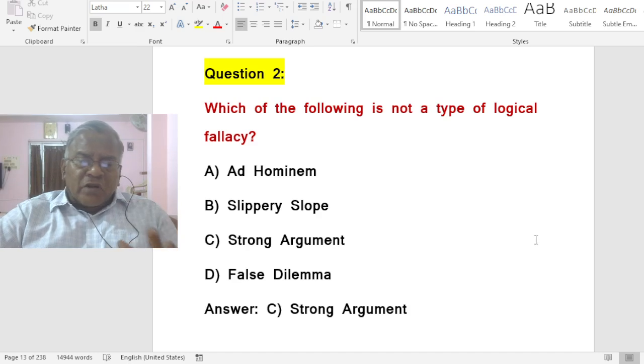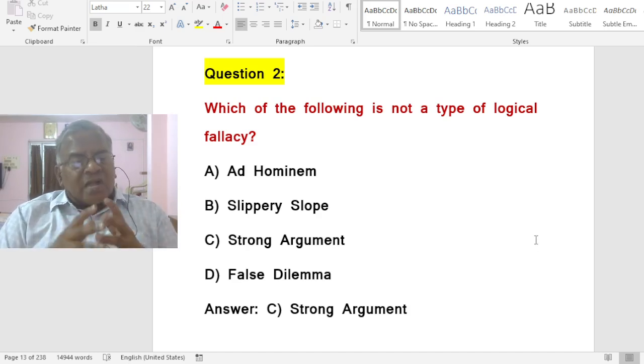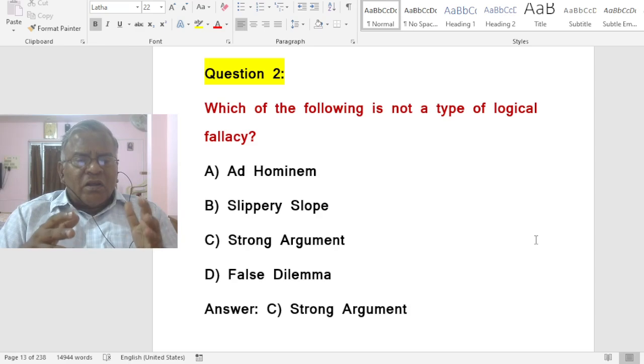There are some important concepts as such. With regard to fallacies, there are certain names. We must understand what it is. Like ad hominem, slippery slope, strong argument, false dilemma, or logical fallacies. And of course, there are a lot of questions available here. We can understand it one by one.